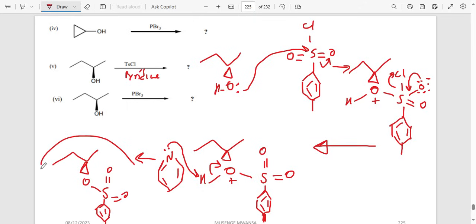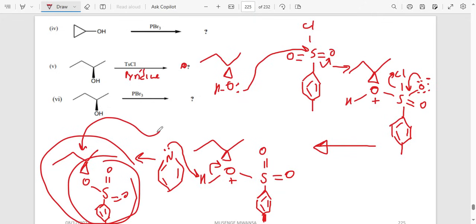Okay, so this will be the end product that we are going to have. We don't have any other reactant to come and attack from the back to release this. So this will be the final product. Does this make sense? Is this okay?